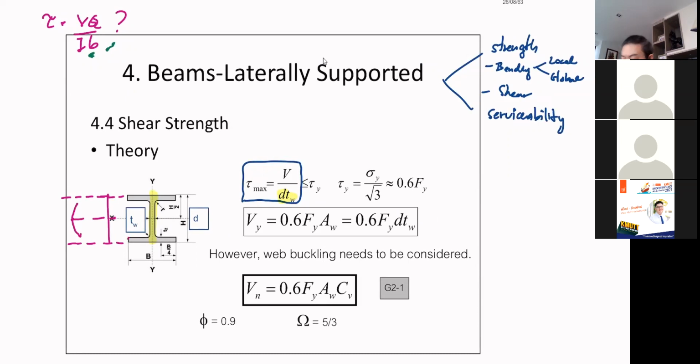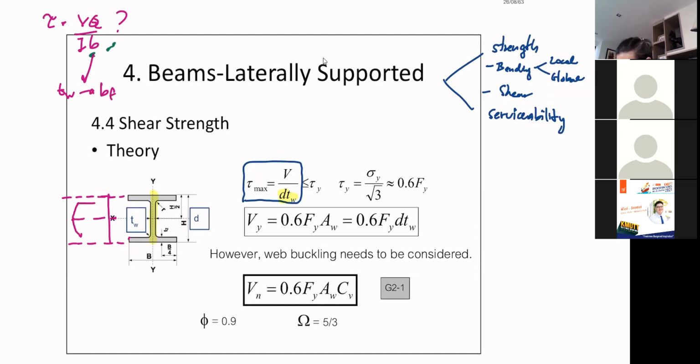But then when you reach a flange, that's a sudden change in the b term, right? So b will change from t_w to b_f. So that means the stress drops dramatically because the width is much larger, and then it goes down to 0. So that is your shear stress distribution in your flexural member.